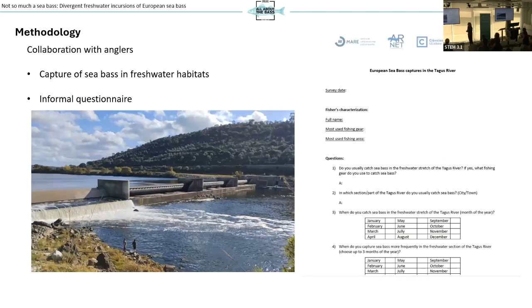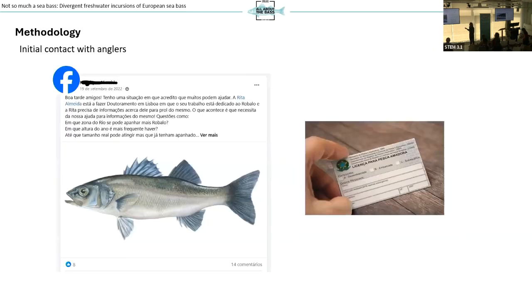And just a little bit on how we got the results of this study. This was in collaboration with anglers who angle right below this obstacle. These anglers captured all the sea bass that was used in this study, and also participated in a questionnaire to gather more information regarding the freshwater habitat use of this species.